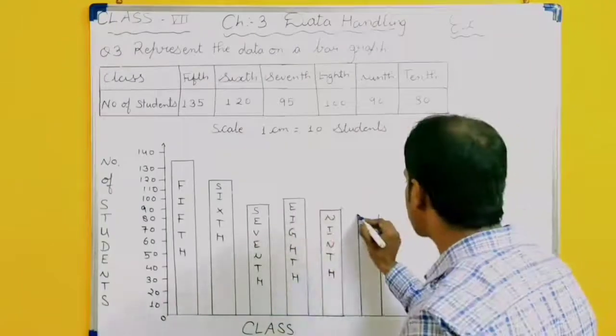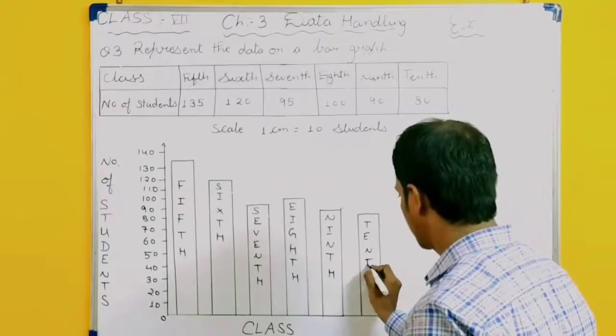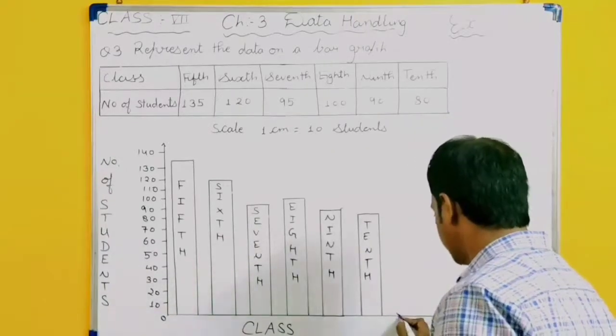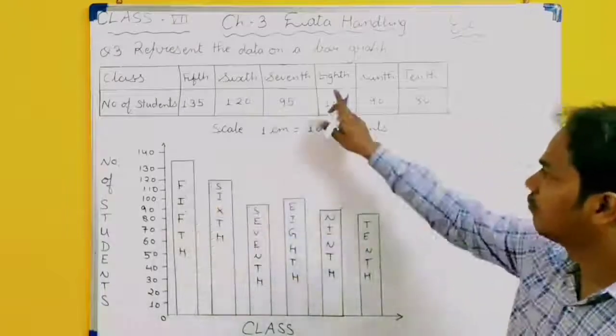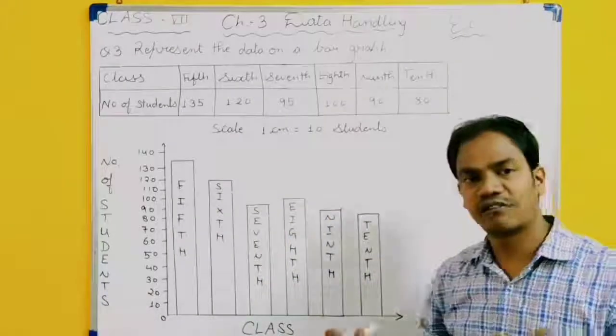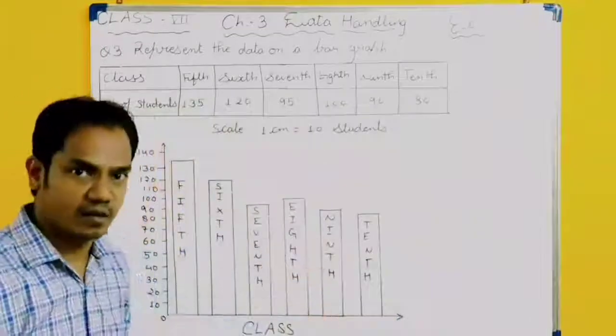This is called your bar graph. Very simple and easy. This is the bar graph for the given question, and whatever extra questions are given, read this graph and answer those questions.